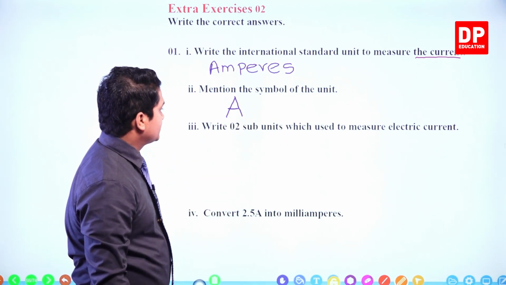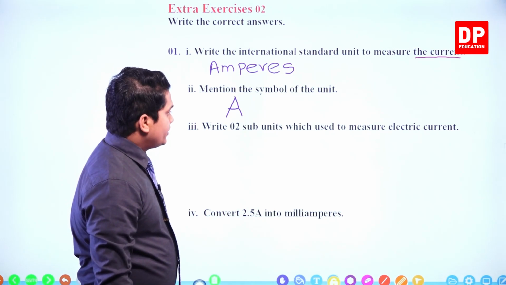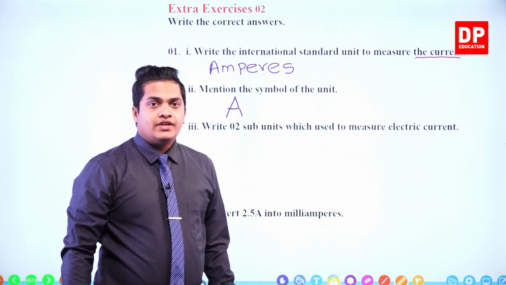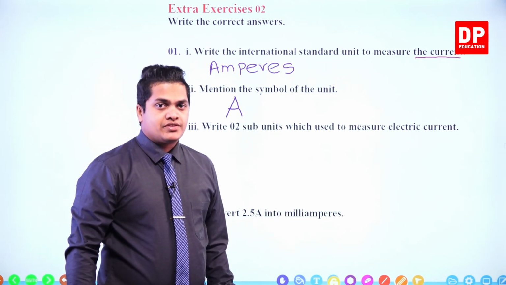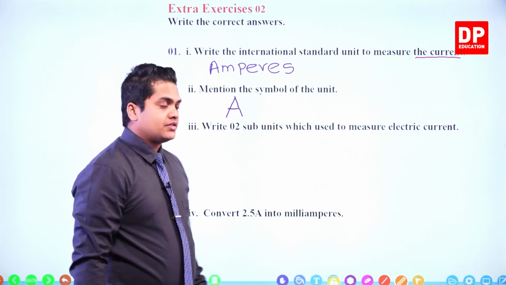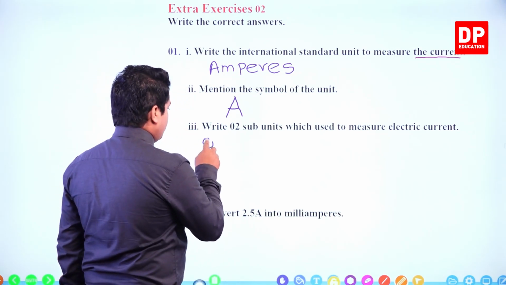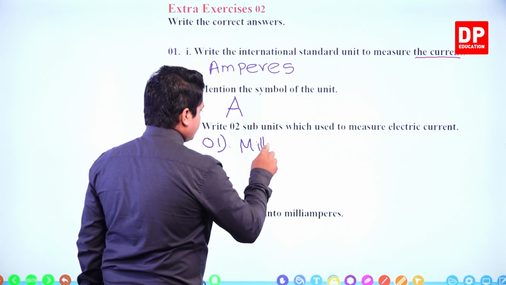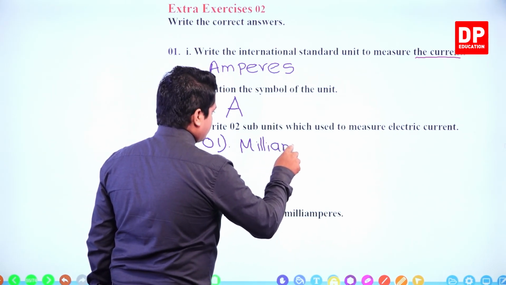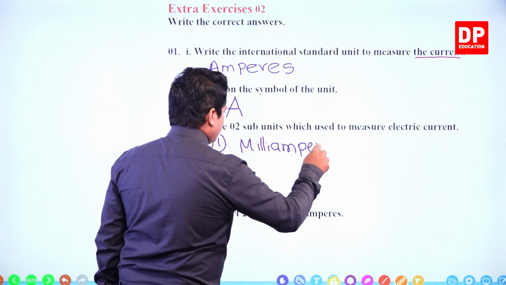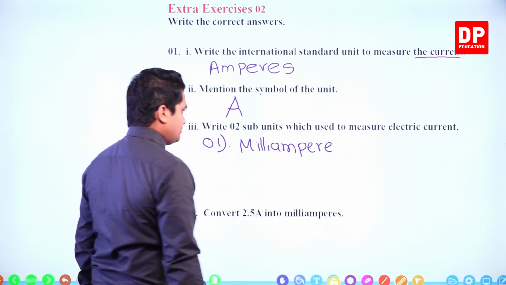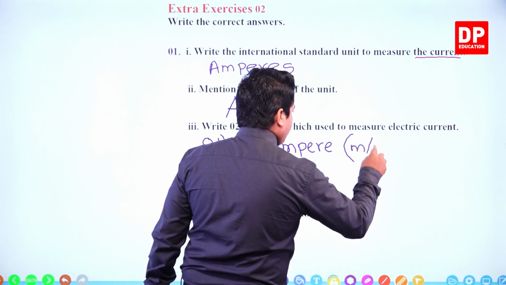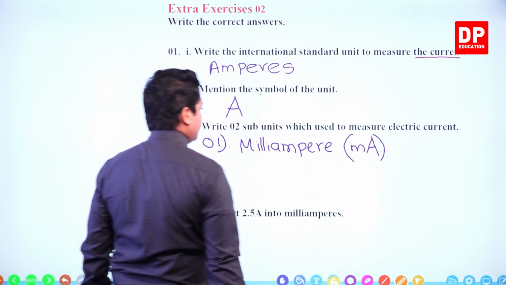Capital A. Write two subunits used to measure electric current. We need to mention two subunits to measure electric current. Number one, milliampere. Simple M, capital A. Milliampere.